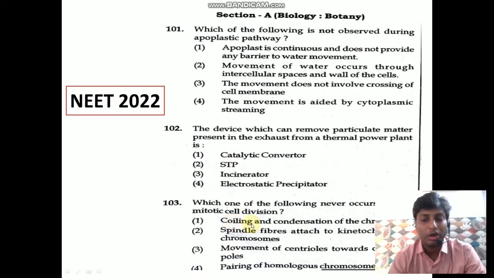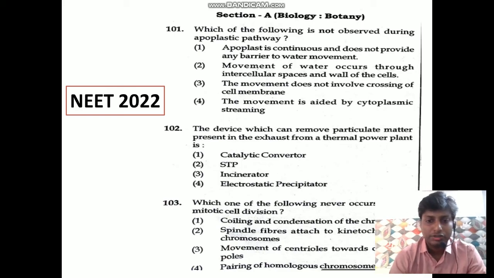option number 1, which says coiling and condensation of the chromatids occurs, is right, because in both cases the condensation of the chromatin will occur to form chromatids. Second is spindle fibers attached to kinetochores of chromosomes. That is also true because spindle fibers help in the separation of chromosomes. Whereas movement of centrioles towards the opposite poles is also true because centrioles move towards the opposite poles during mitosis as well as in meiosis.